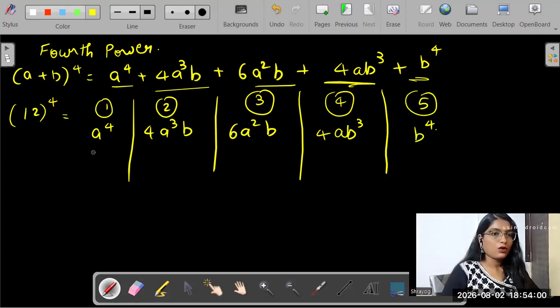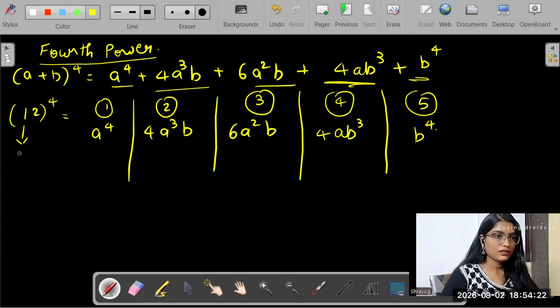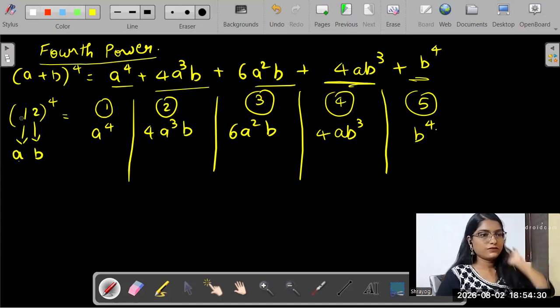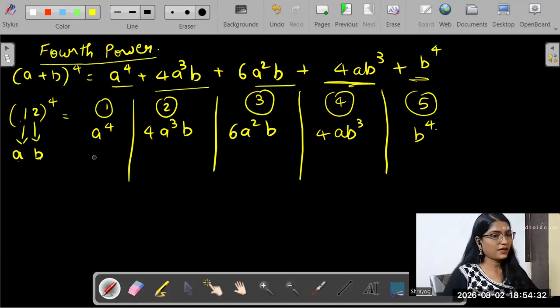Okay. Now what are A and B in this particular formula? This method is only applicable to 2-digit numbers. The 4th power, this method is only applicable to find the 4th power of only 2-digit numbers. So here A is 1 and B is 2. Now substitute these values according to this formula like this.